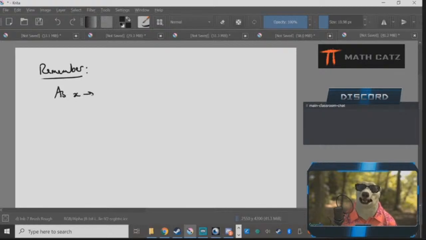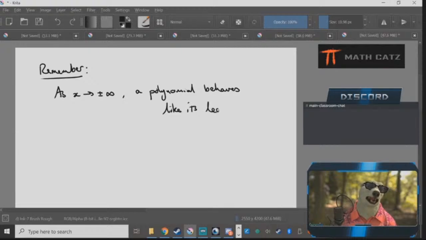As x approaches plus or minus infinity, a polynomial behaves like its leading term. That leading term eventually dominates the whole thing if I just go far enough to either side. That's the key property of polynomials.